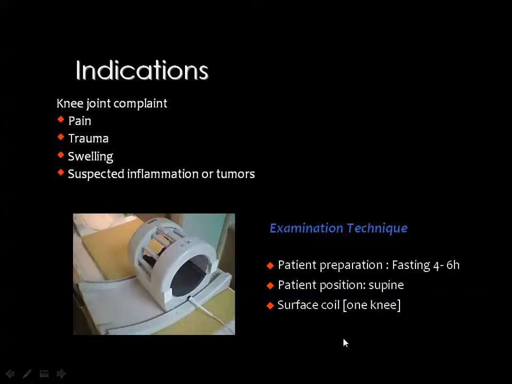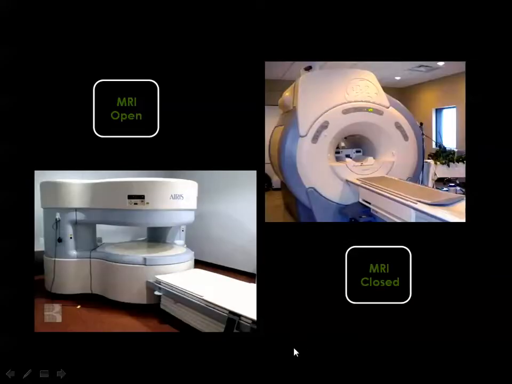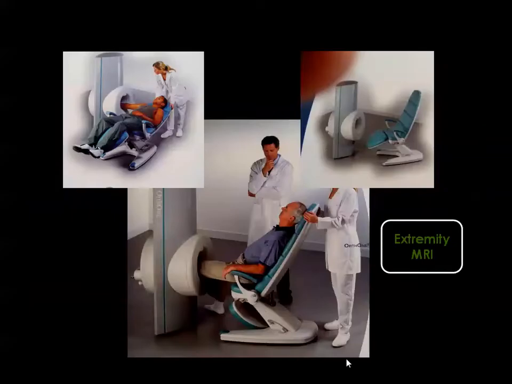And sometimes we need some preparation if we are going to inject the patient with contrast, and this is usually required whenever we are suspecting inflammation, infection, or tumors. Then you all know that we have the three types or the four types of MR machines: the closed one, and the open magnet, as well as the extremity magnet, which is a very good magnet suitable for knee and ankle examination, also for the elbow and the wrist examinations.